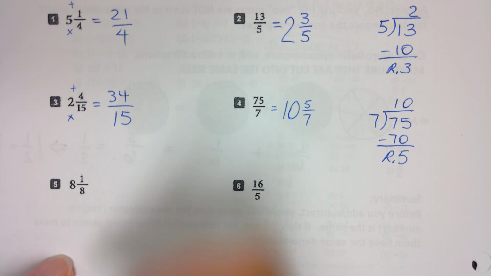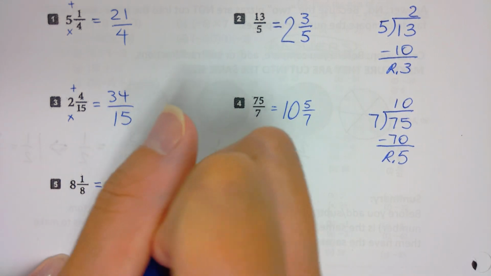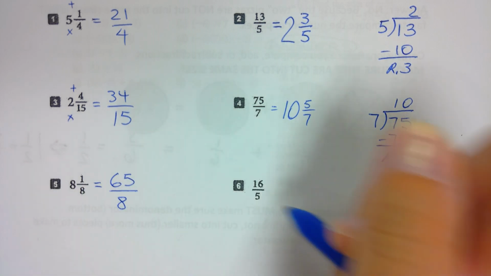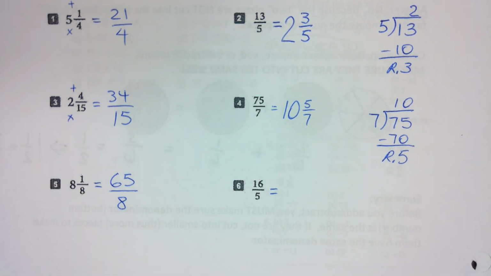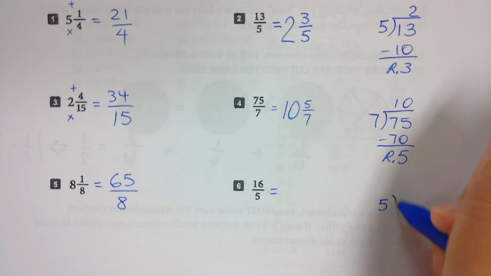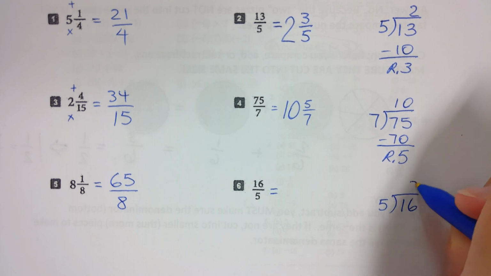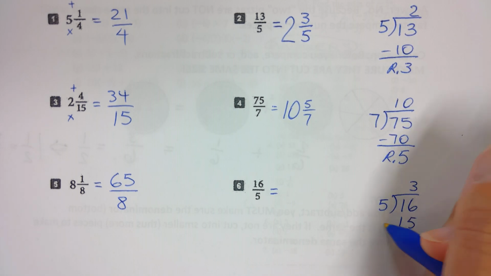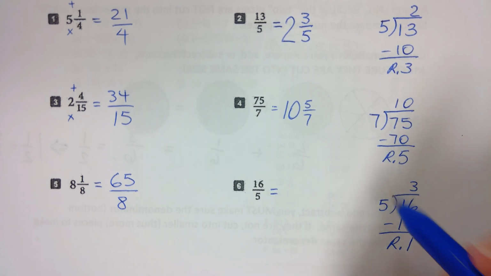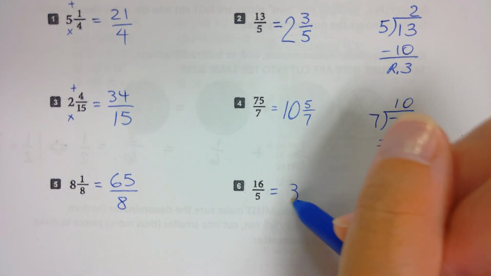Leandro. 65 over 8. Good. 8 times 8, 64 plus 1, so 65 over 8. Last one. Jonathan? 3 and 1 over 5. Good, because 5 goes into 16 3 times with a remainder of 1. So you have 3 and 1/5.